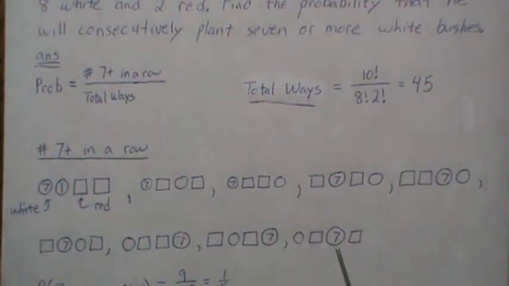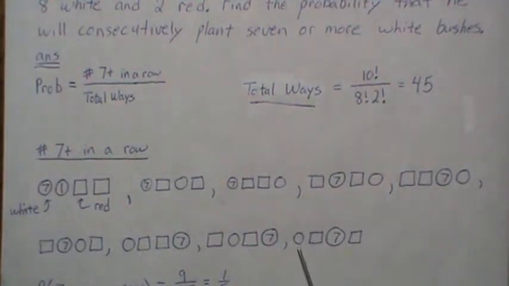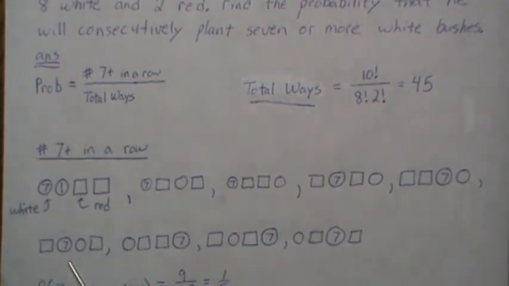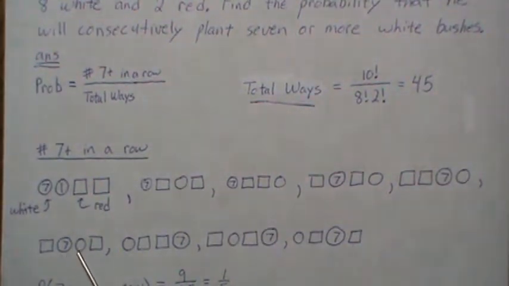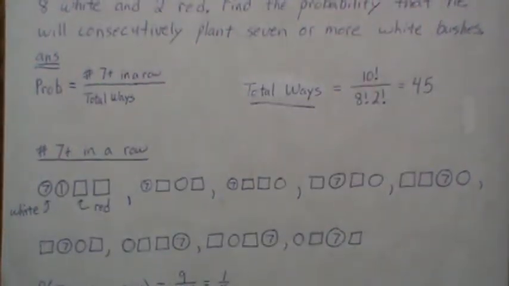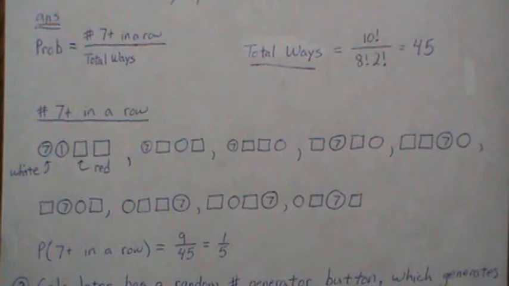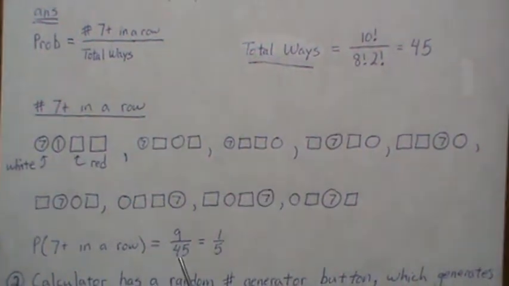Well, the answer is this. If we have a red, and then a white, and then 7, that's 8 whites in a row, which is actually what this case is: red, 8 whites, red. And since order doesn't matter, that would be the same case as this. And so you have to be careful. So what this tells me is there's 1, 2, 3, 4, 5, 6, 7, 8, 9 ways that we can have 8 or more white bushes in a row. And so that tells me the probability is 9 over 45, which is 1/5.